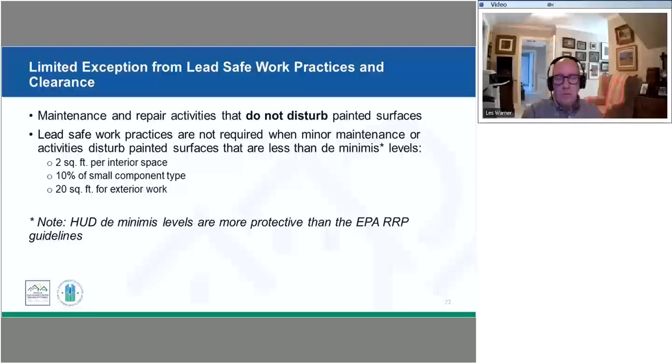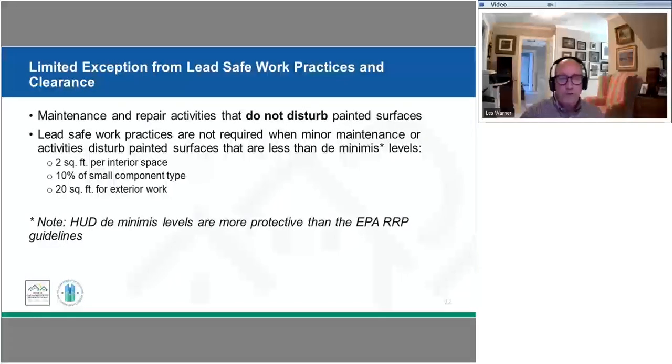We also have a provision within the lead-safe housing rule, and I'll just point out, we'll mention this again later, these are different than the EPA's regulations. But in cases where we have a really limited work area, we have these de minimis exemptions.